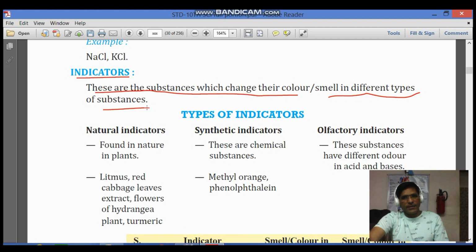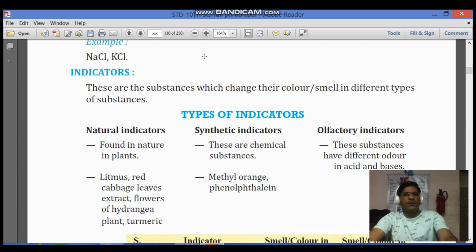When we add it, a simple example is this: if an acidic solution is there and I add phenolphthalein, it stays colorless, meaning no change in the color. But if I add phenolphthalein in a base, then it will change into pink color. So that is what is called an indicator.